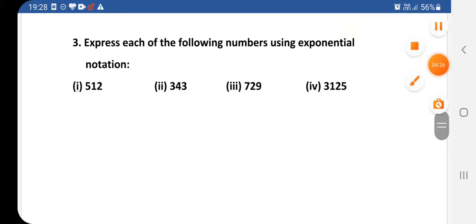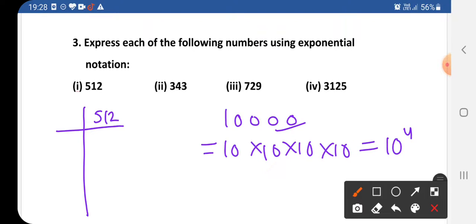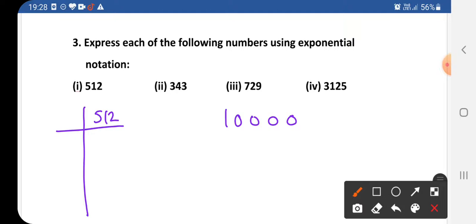Question number 3. Express each of the following numbers using exponential notation. Now numbers are given and we have to write these numbers in exponent form. What does it mean for 512? How can it be broken down? In the initial example, I showed you 10,000. It was easy to break down. We know 10 into 10 into 10 into 10 gives 10,000, which means 10 to the power 4. But this 512 is not such an easy number which we can just decompose or break down very easily by seeing.